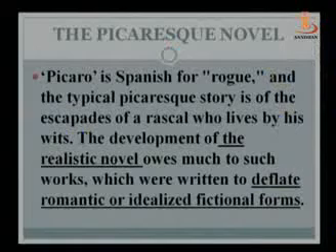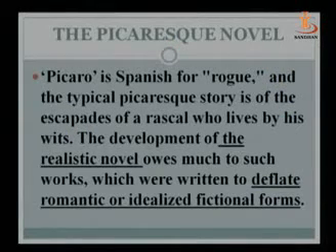And the word picaresque comes from, let's look at the slide. The picaresque novel. The picaro is the Spanish word for rogue, and the typical picaresque story is of the escapades of a rascal, as you rightly pointed out, who lives by his wits. So what we have here is knights being replaced by rascals, and this shift indicates an outlook which has changed from the more idealized, anthropocentric worldview of the Renaissance to a more human, more realistic way of looking at life, and that's why the rascal becomes the central character, replacing the knight.